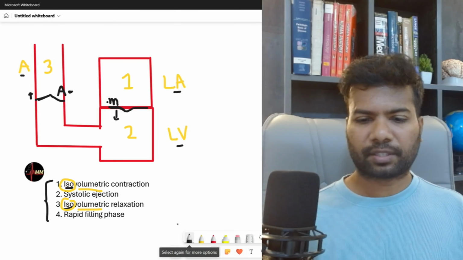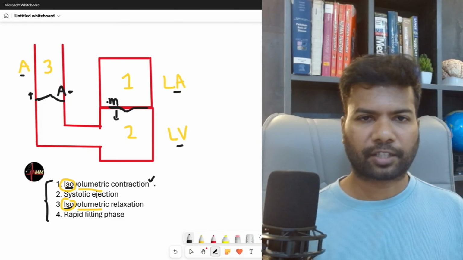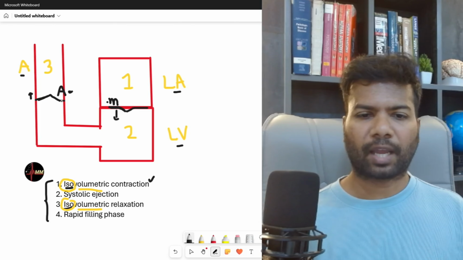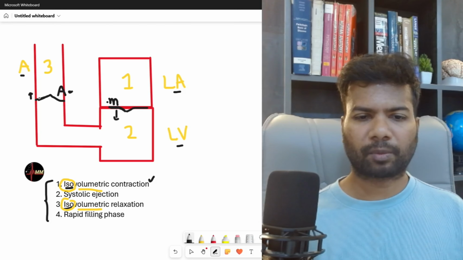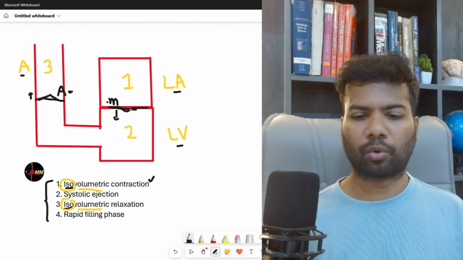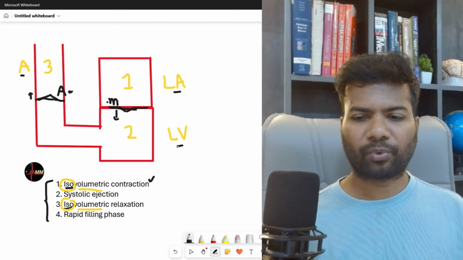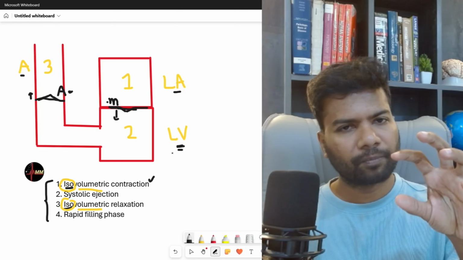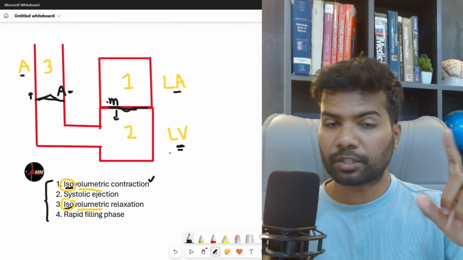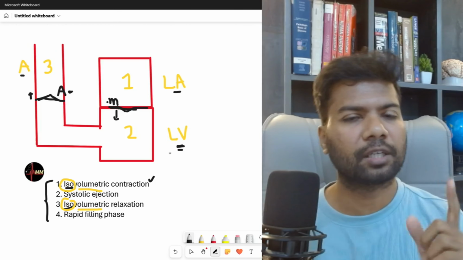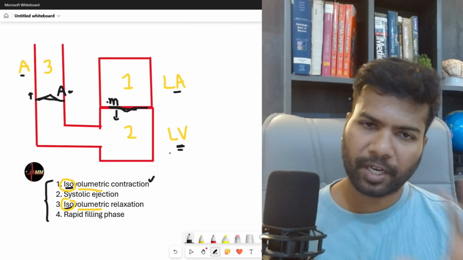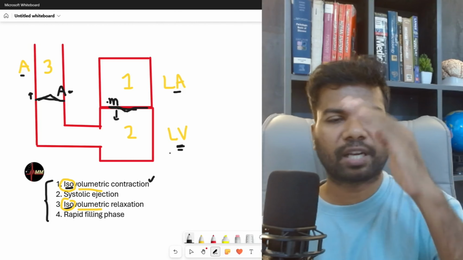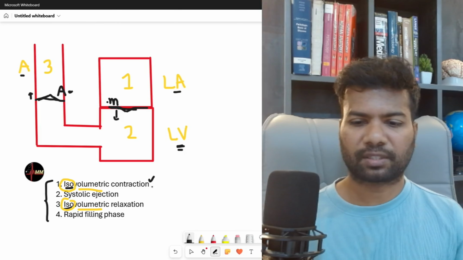Okay, the first stage is isovolumetric contraction. What is happening here? The mitral valve is closed and the aortic valve is also closed, and the left ventricle starts contracting. So the left ventricle starts contracting and both the valves are closed. So there is going to be no change in volume, only the pressure changes. The left ventricle pressure starts slowly rising. Okay, this is the first stage.